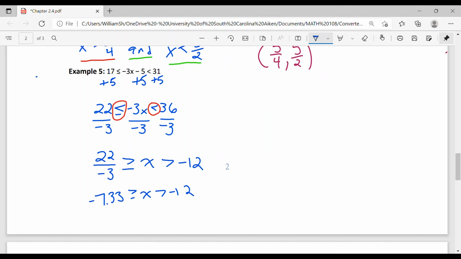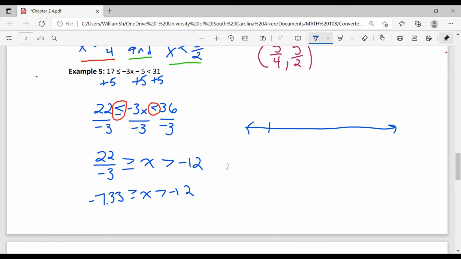Sometimes with that flip, or sometimes just the way the function or the inequality is set up, it won't actually exist between these numbers and you'll have no solution. But if I'm thinking about it, can x be less than negative 7.33 while also being greater than negative 12? It can.